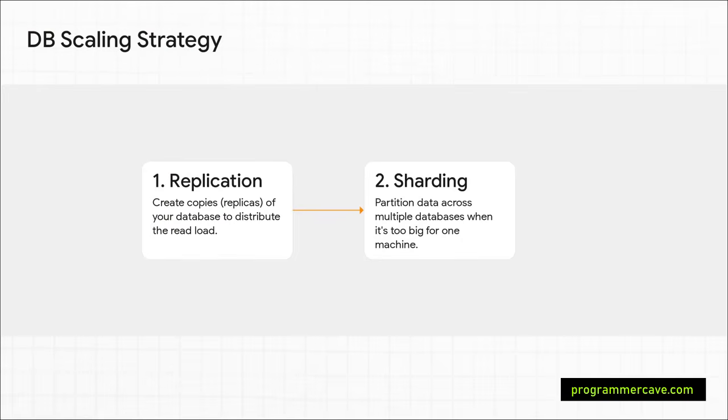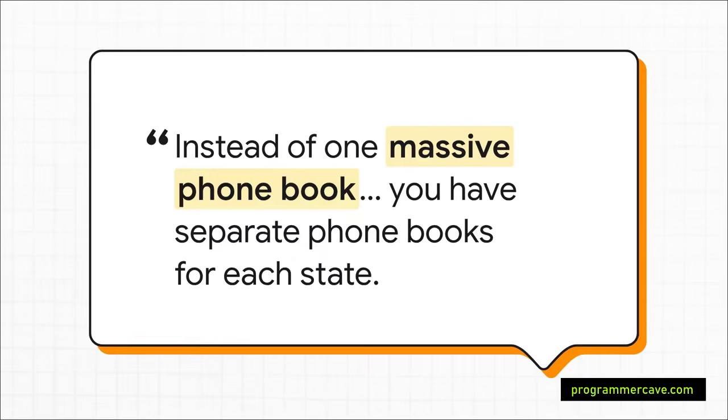Let's talk about replication first. The idea here is pretty straightforward. We make copies, or replicas, of our database. We can set one as the master database. All new data gets written there. And then all the slave replicas can handle the job of serving up data for people to read, which usually happens way more often. But what happens when your data gets so huge that it can't even fit on one machine anymore? Well, that's where sharding comes in.